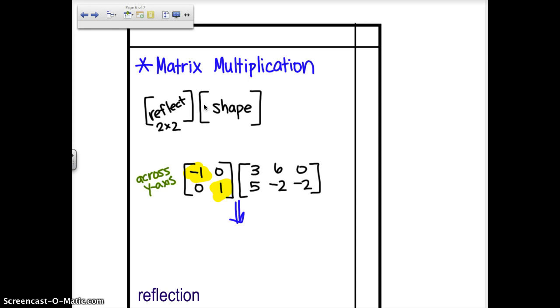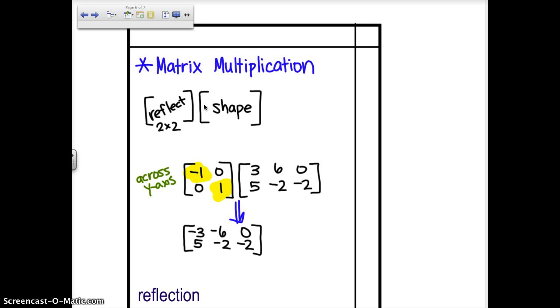Okay? So we do -1 times 3, 0 times 5, and get -3. And then we do -1 times 6, 0 times -2, -6. And then we do -1 times 0, 0 times -2, that's 0. Notice the x values are changing. The y values, 0, 1 times 3, 5 is 5. 0, 1 times 6, -2 is -2. And the last one's -2 as well. The y values have stayed the same, which is what we wanted. We literally just wanted to flip it so that the x values changed.